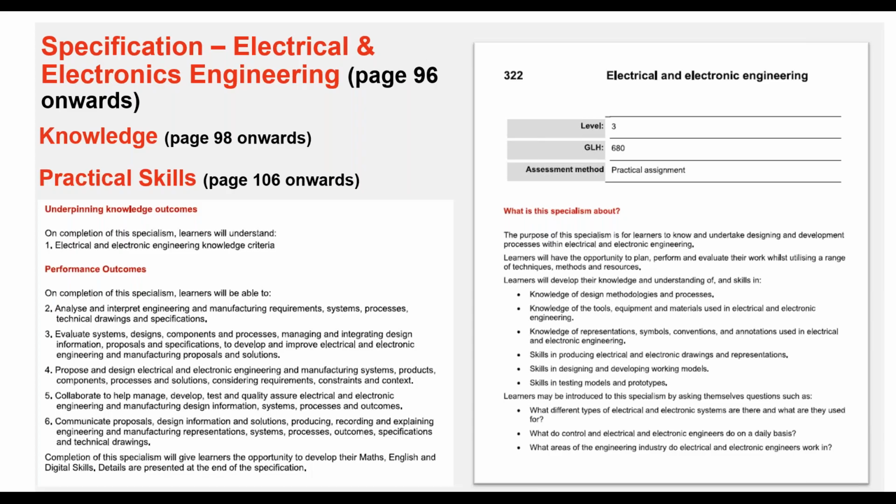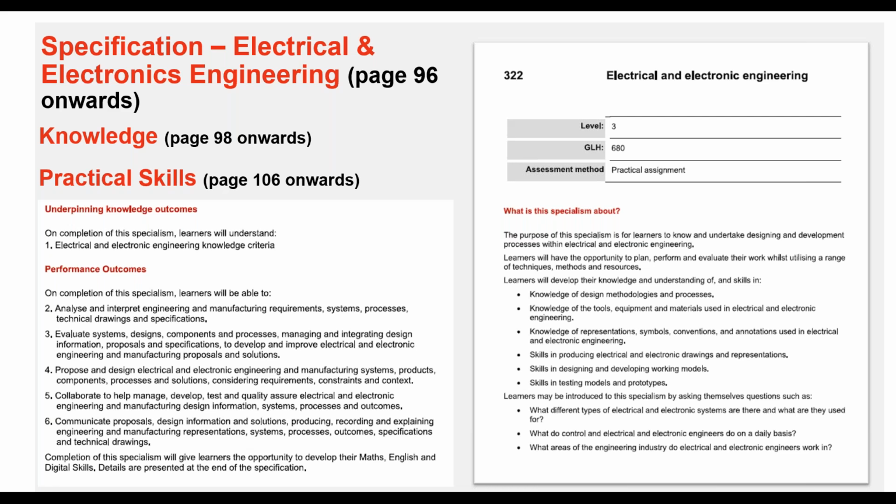So with the specification, we interpret it exactly the same as for mechanical. The knowledge is on page 98 onwards and the practical skills on page 106 onwards. And again, learners are going to be developing their engineering skills regarding electrical electronics. They're going to look at different types of electronic systems, using documentation and electrical technical drawings. We're also going to look at designing in electronics as well. So again, different information to help and support the learners to become an electrical and electronic engineer.